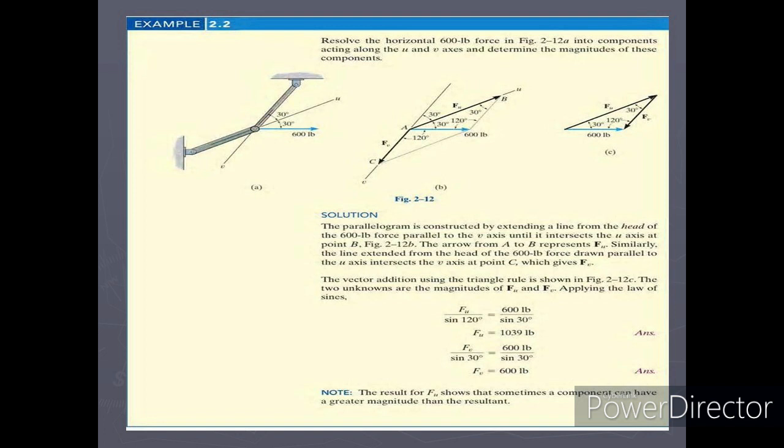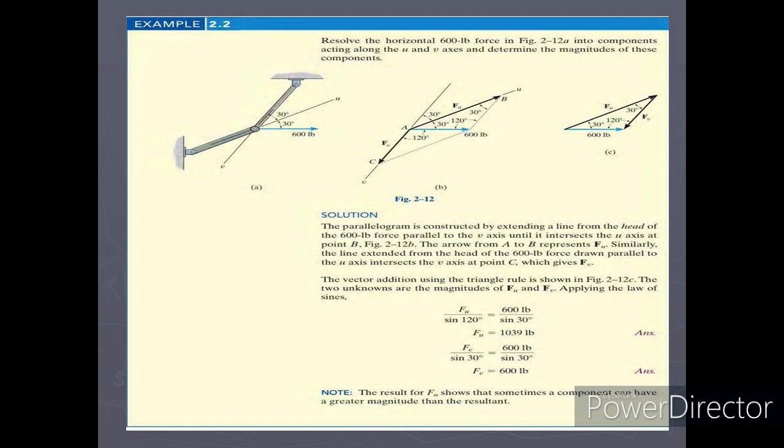This is another problem in which we have been asked to resolve a 600 pound force into components acting along U and V axis. You can see V axis, this is U axis. And determine the magnitudes of these components.